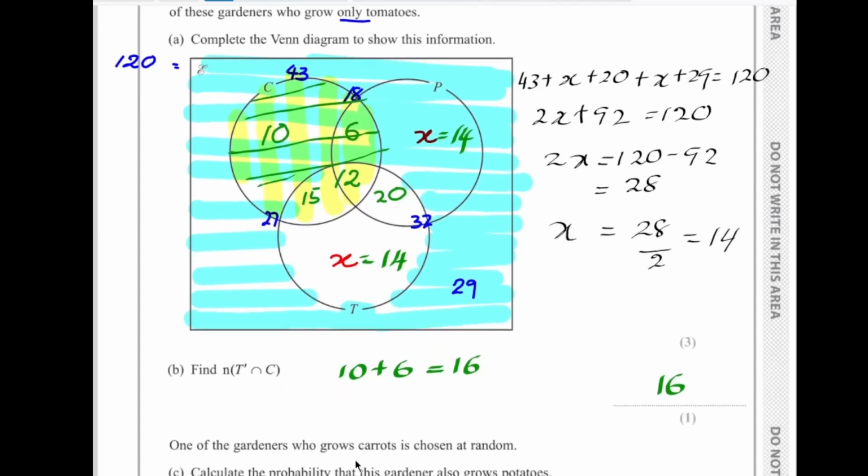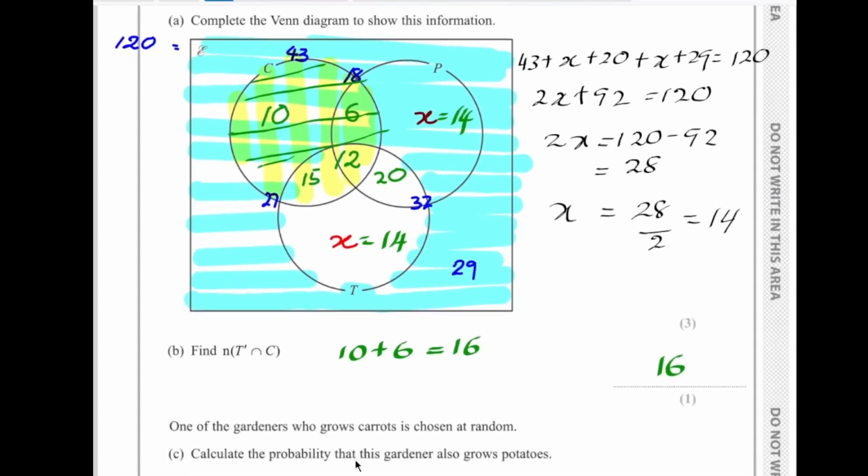Next one. One of the gardeners who grows carrot is chosen. Now our sample size is carrot, this one. We ignored the rest. This is the sample. One of the gardeners who grows carrot is chosen at random. Calculate the probability that this gardener also grows potatoes. Since my sample size is this one, I know that I have to pick someone from 43. Then my sample size is 43. Therefore, the denominator becomes the sample size, which is 43.